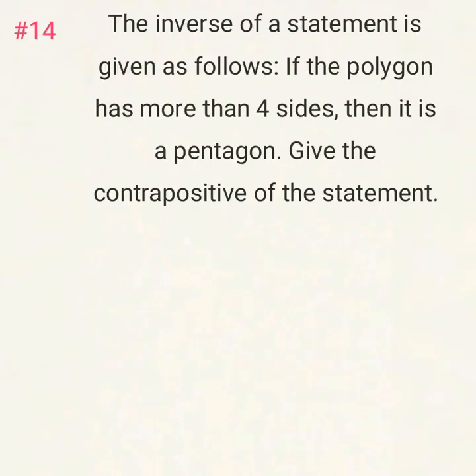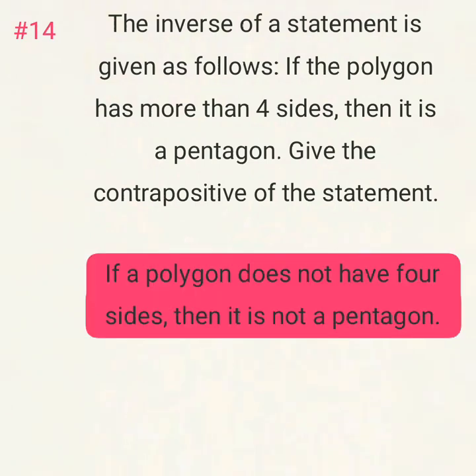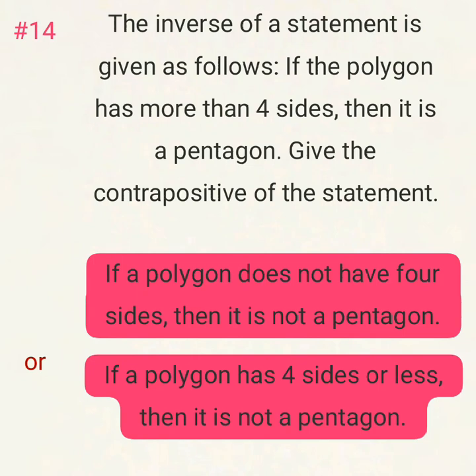The inverse of a statement is given as follows: if the polygon has more than four sides, then it is a pentagon. Give the contrapositive of the statement. The contrapositive of the statement will be: if a polygon does not have more than four sides, then it is not a pentagon. Or, if a polygon has four sides or less, then it is not a pentagon.